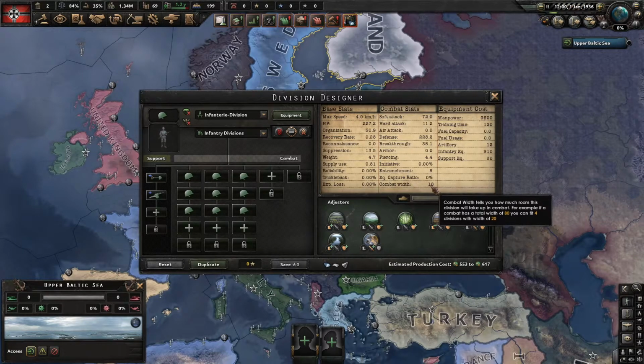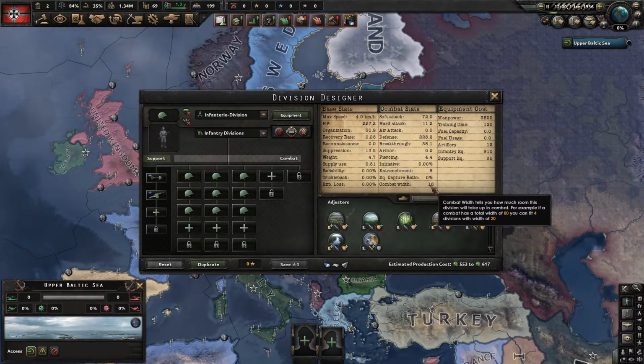So in this case, combat width is 18. Now, normally if we go to war on a battlefield, the normal combat width of the battlefield will be 80. So if we have a combat width of 20, we can fit 4 divisions in there, and we can use 4 divisions onto the attack. If you have a combat width of your division of 30, you can only fit 2 divisions into that battle. And well, that makes you rather weak. So getting a good combat width is really important.